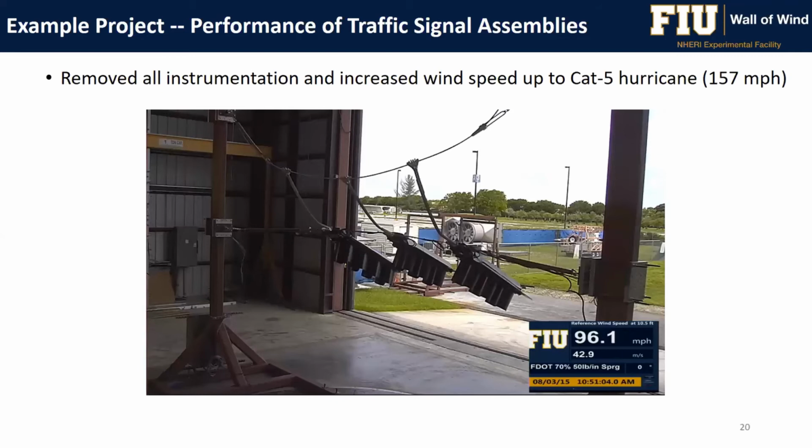The video that you've seen yesterday that Arindam presented, I'm going to skip that in order to save some time. But this is the kind of testing, this is the kind of example, I would say, or a study that at the wall of wind we can see, destructive modes. We can push the wind speed all the way up to 150 plus miles per hour and see how the system performs.